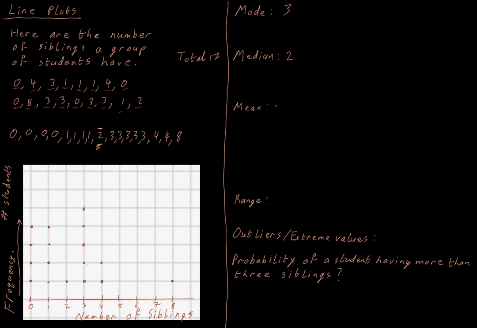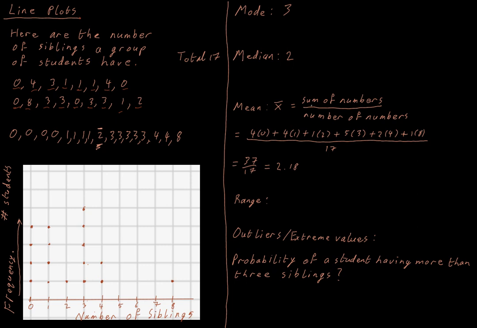Now the mean means that we add up all of our numbers and divide by the number of numbers. So here I can just add up 0 plus 0 plus 0 plus 0 plus 1 plus 1 plus 1 plus 1 and so on. But I see I have 4 zeros and 4 ones and 1 2 and 5 3s. So the fact that I've grouped these together in my line plot helps me write out my mean faster.